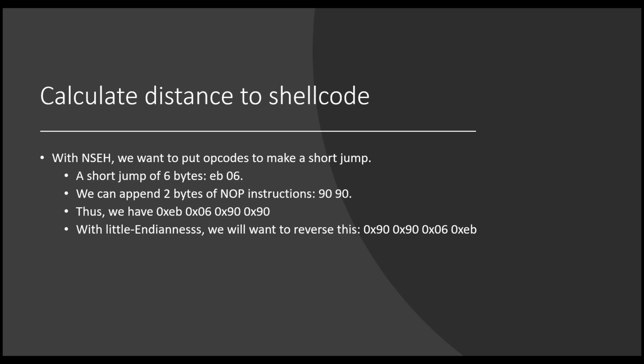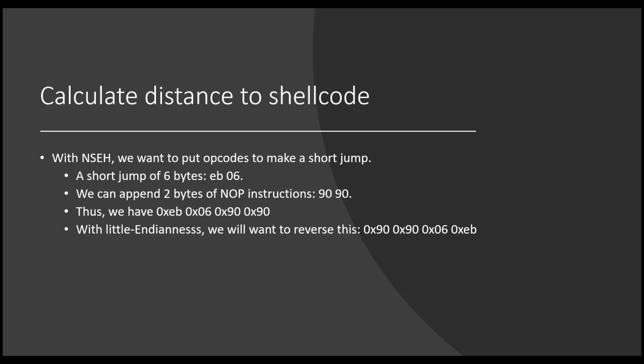So with NSEH, then we want to put the opcodes to make a short jump, because that's what we're doing here with the shellcode. We're operating on opcodes. I can show you guys a website, may not be today, but at some point, where if you're interested in a short jump of 6, then you could create that and get the opcodes for that.